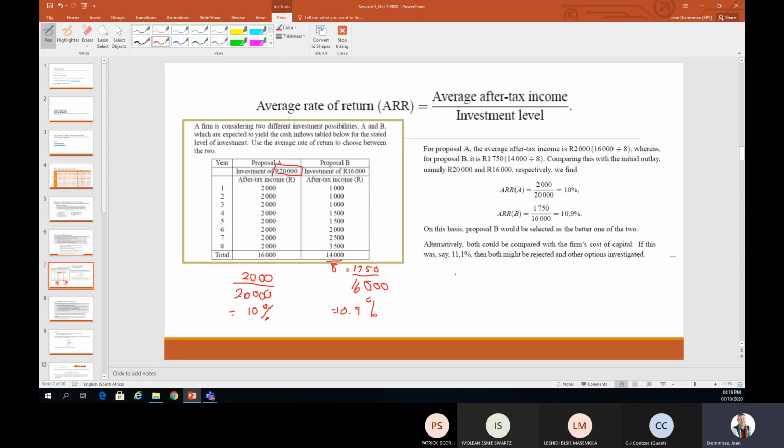They could also say, and I think this is also important, if they make a note and they said, well, this company wants to make sure that it grows its investments at 11%. And then if a company wants to grow its investments at 11%, basically for both of these options, they would not accept it because it is smaller. So that means if they can get 11% elsewhere, why would they invest in proposal A or B if it's going to make them less?